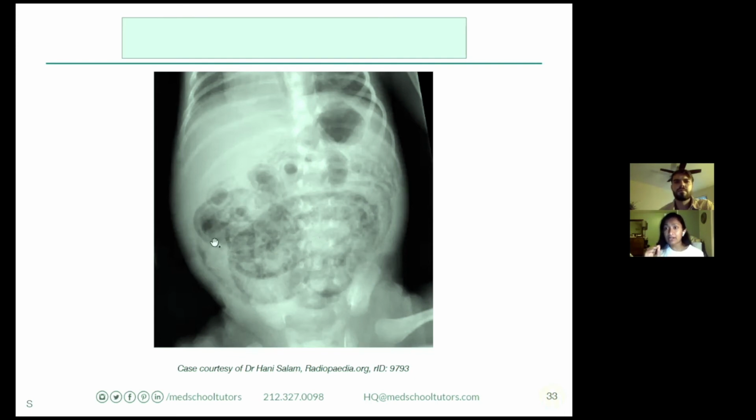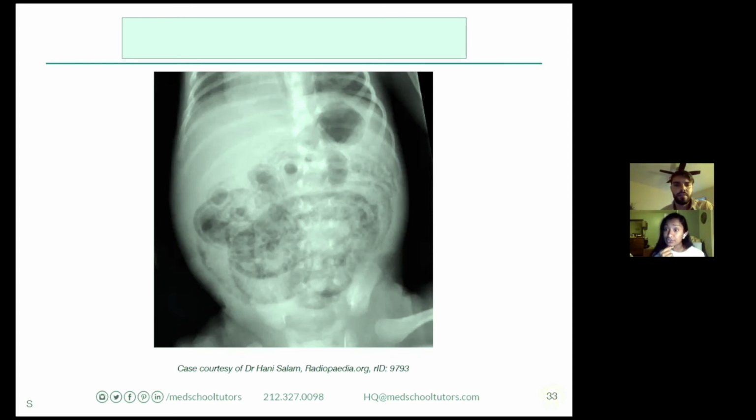And remember, on CT, black is air, right? Same thing goes here. Black is air. So what I'm looking at is air inside of the wall of the small bowel, and that has a very specific name in radiology. Does anyone know what that name is? A couple of people have already put it out there. What is it called when you have air in the wall of the small bowel? Perfect. Awesome. A lot of people are getting it.